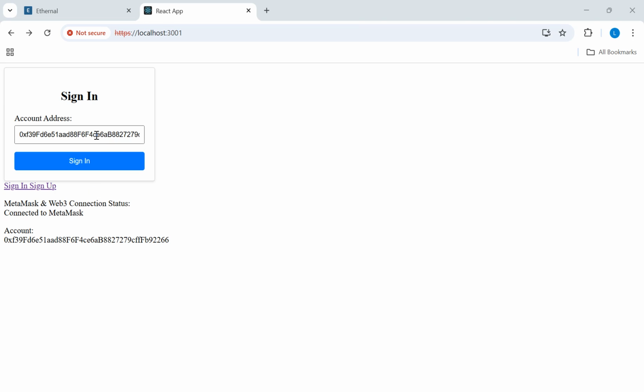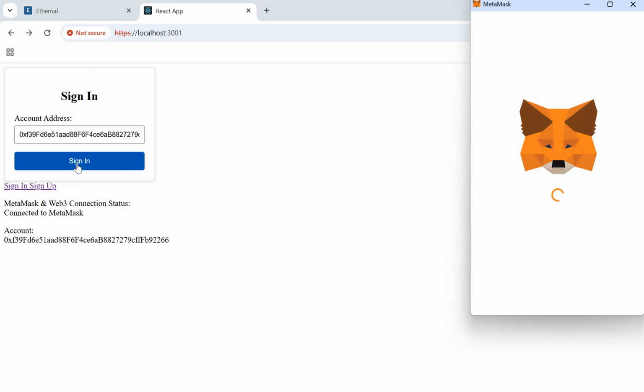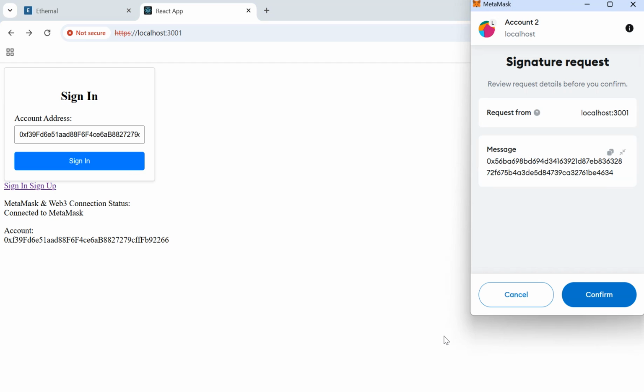So the user does not have to populate the account address, as it is auto-populated from MetaMask. The user clicks on sign in. The blockchain generates a message asking the user to confirm that they are the owner of this account address. So the user confirms by signing with their private key that is stored in MetaMask.